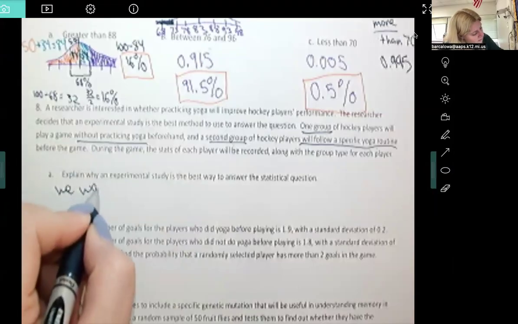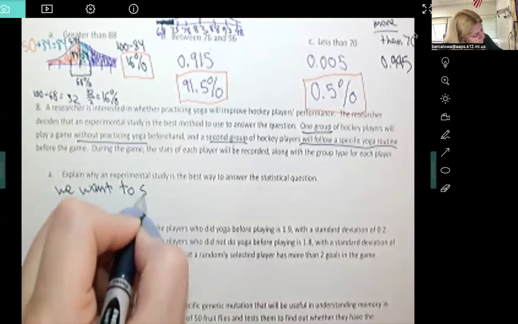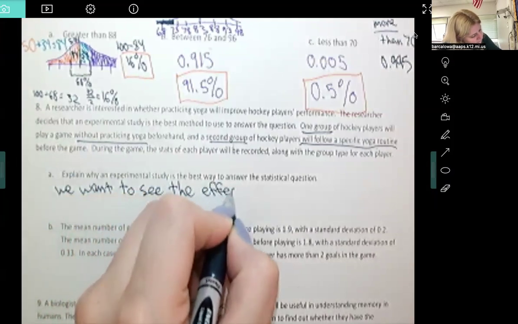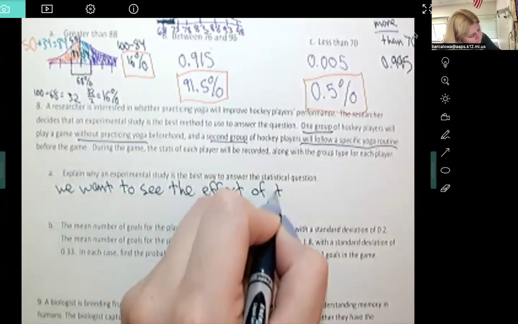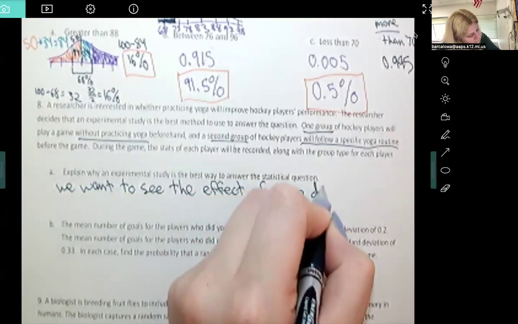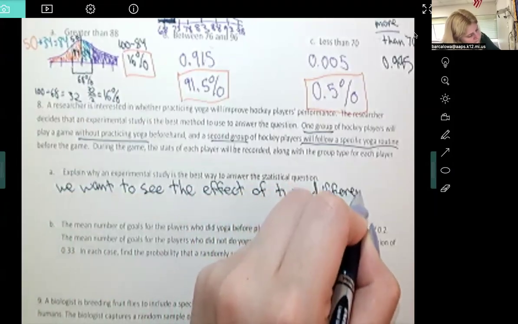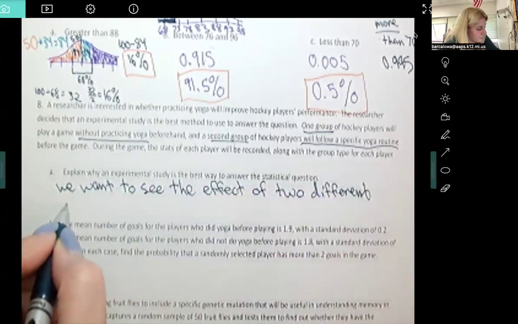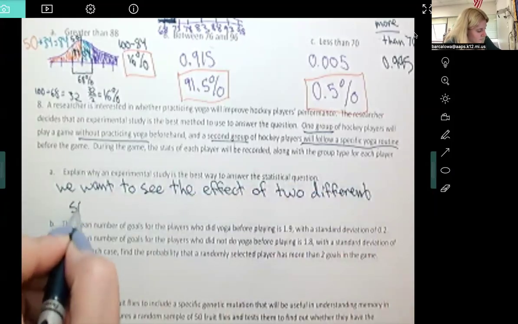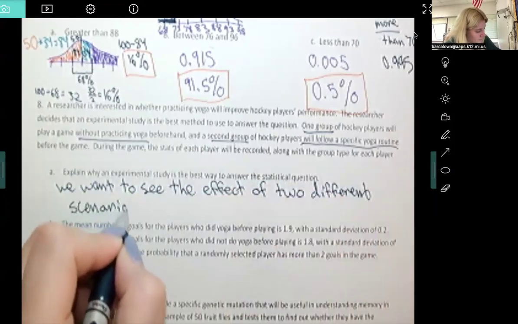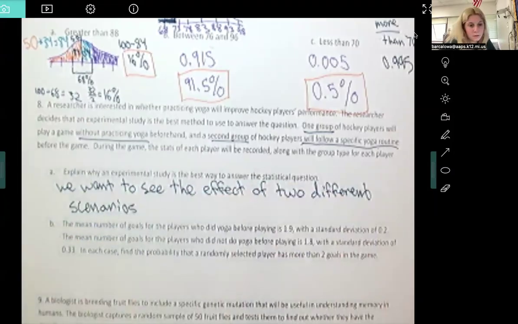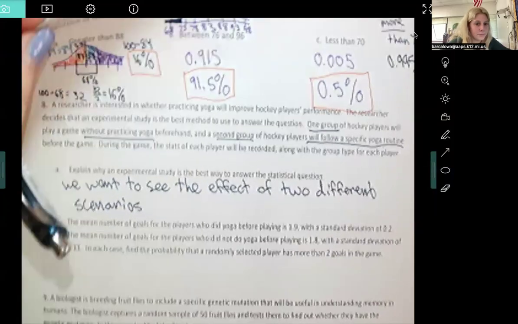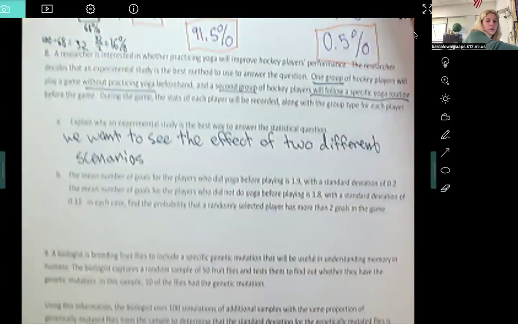So why is an experimental study the best? We want to see the effect of two different scenarios, in general. All right, so now they're giving me some data.